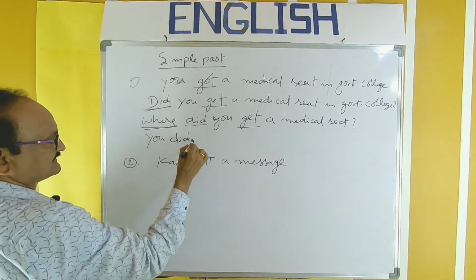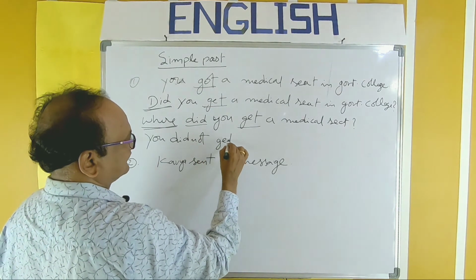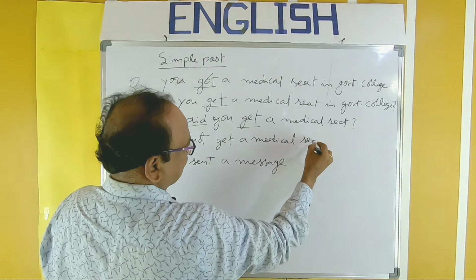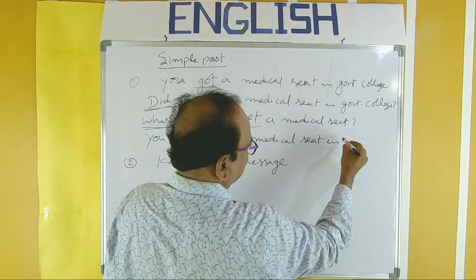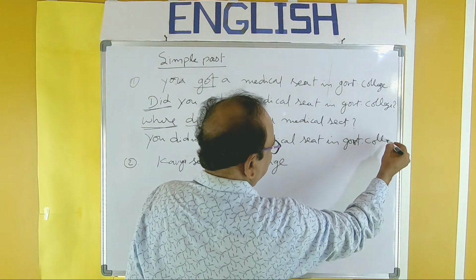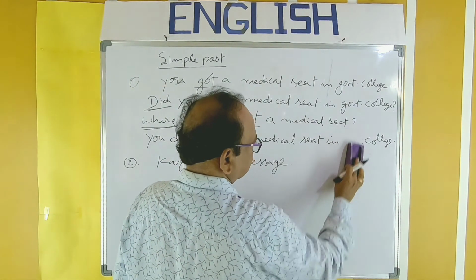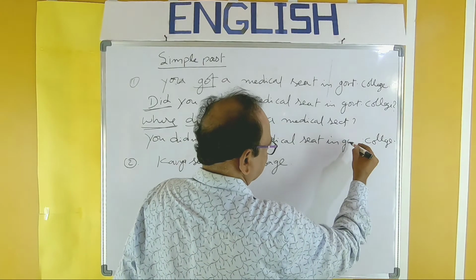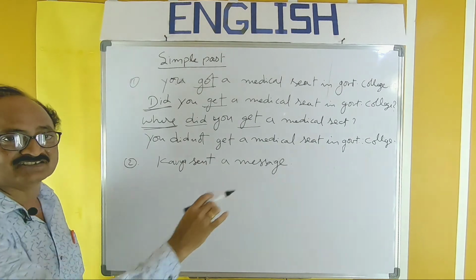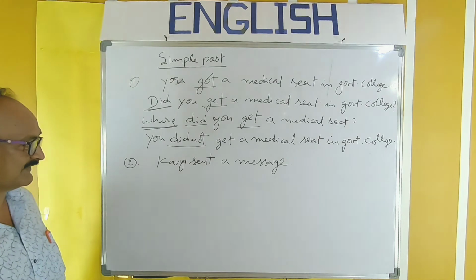You have to use did plus not. You did not, or you can say you didn't, get a medical seat in government college. You did not get a medical seat in government college. So, did not. It's also a simpler one.